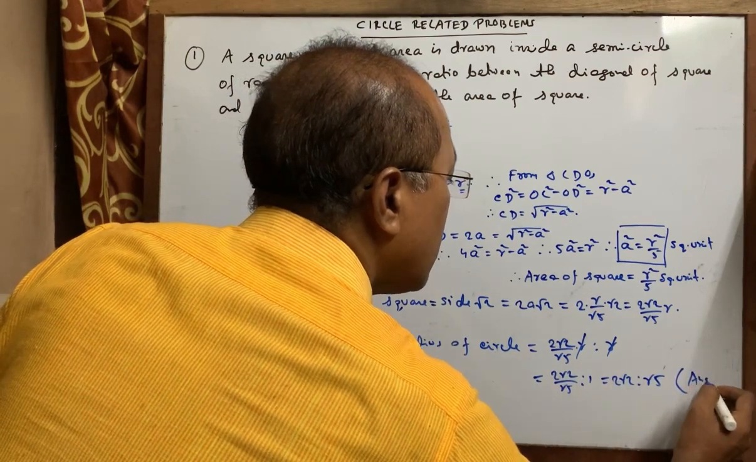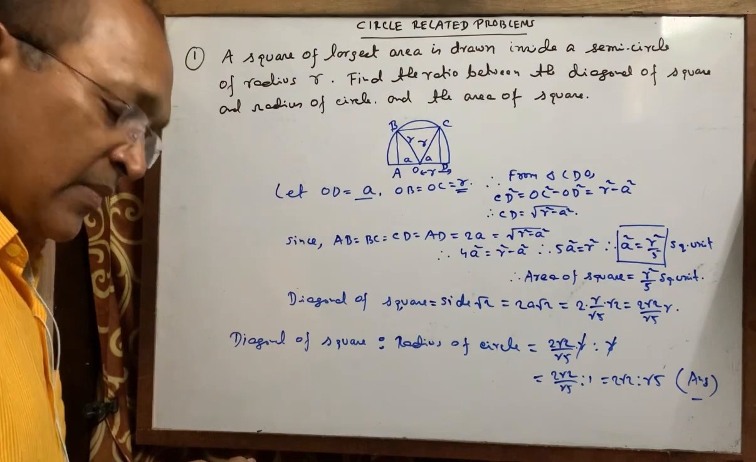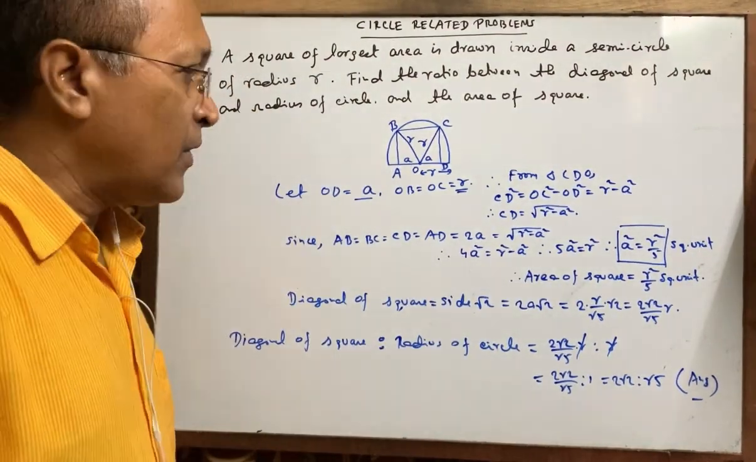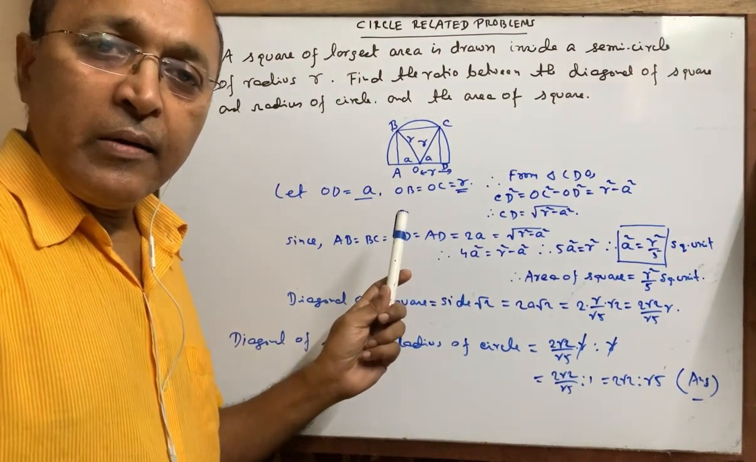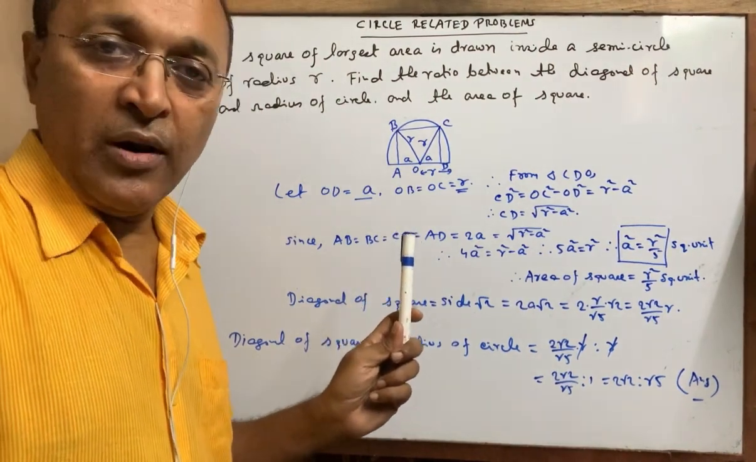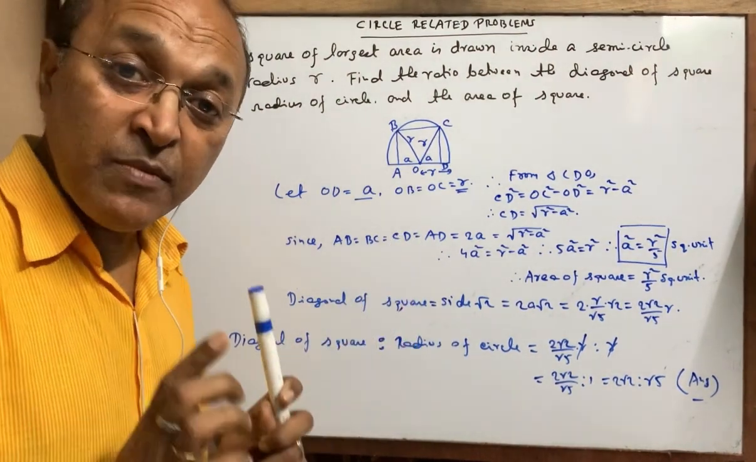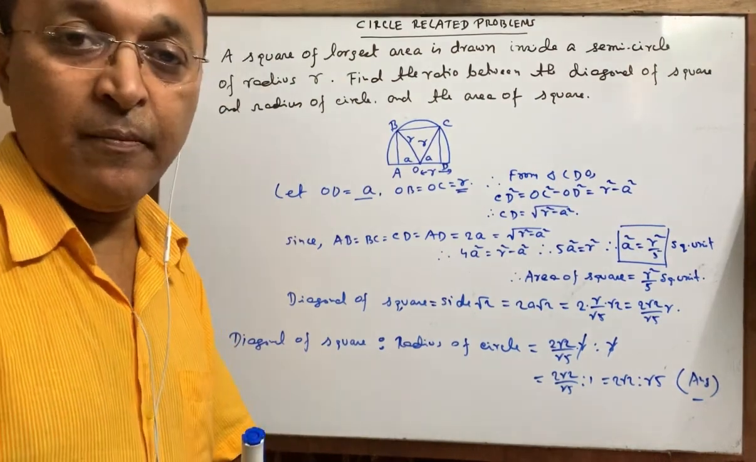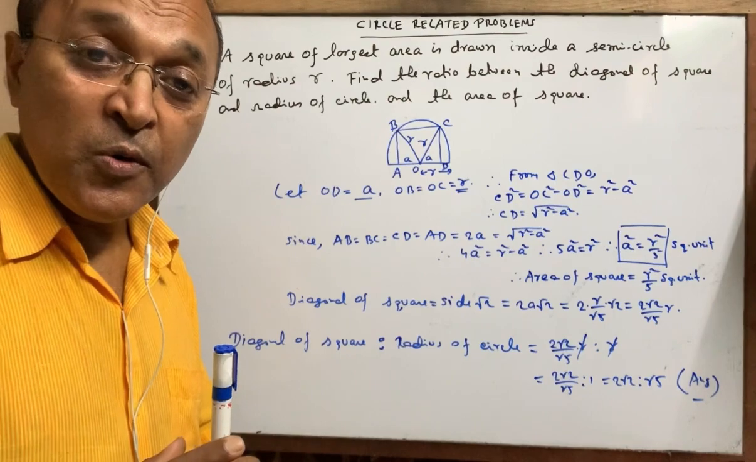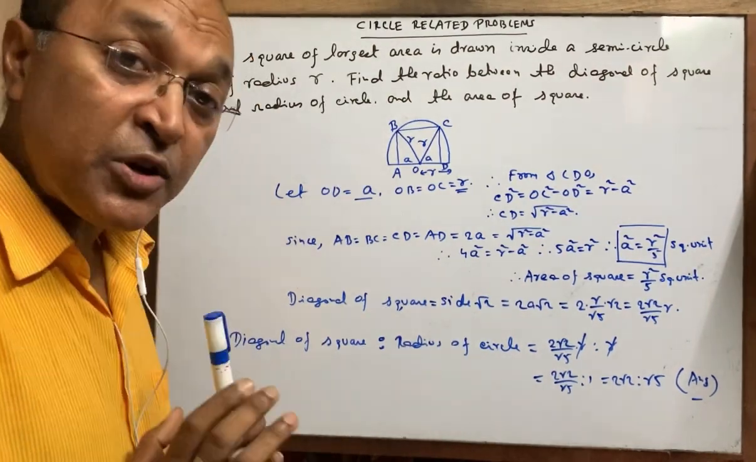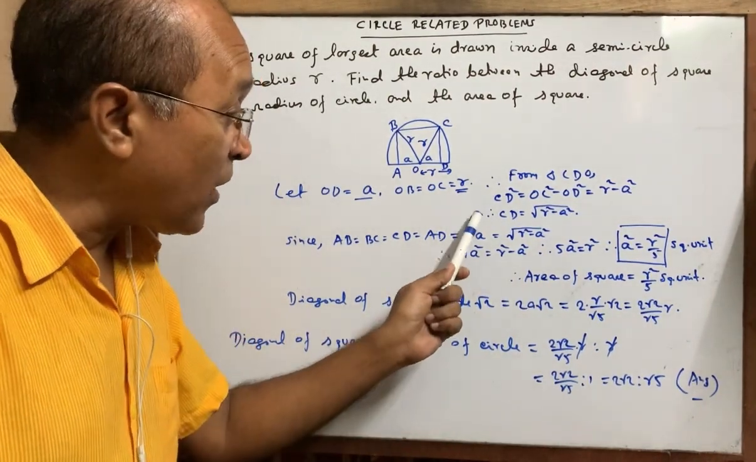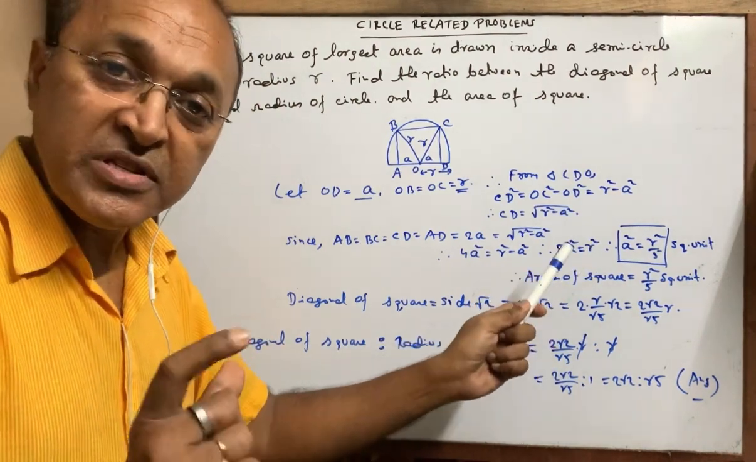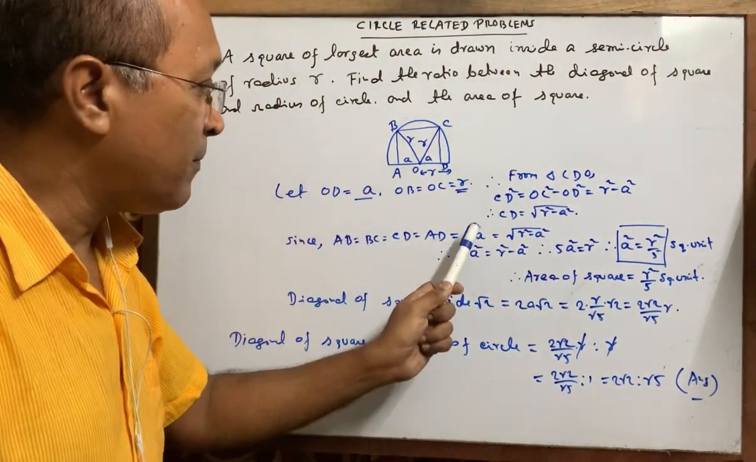This will be the answer. Okay, very interesting problem, very much conceptual. Try to understand. Maximum possible square have been drawn within a semicircle. So first we have to find the relation between each side of square and radius of circle, which is given. Here it is given as r.